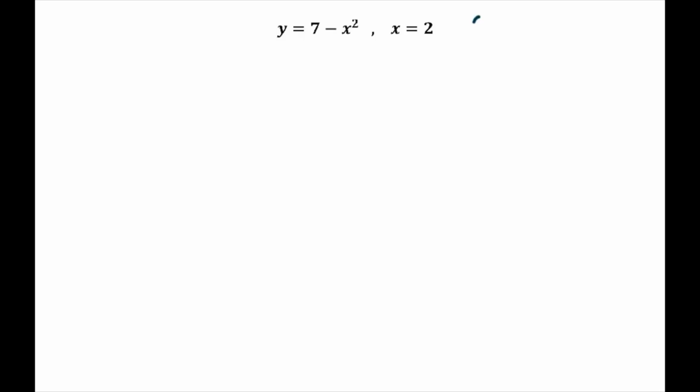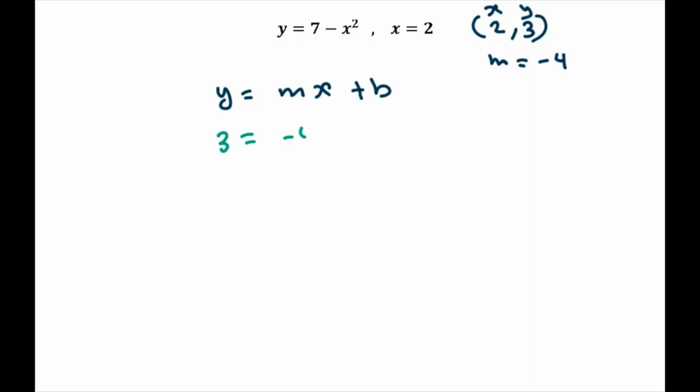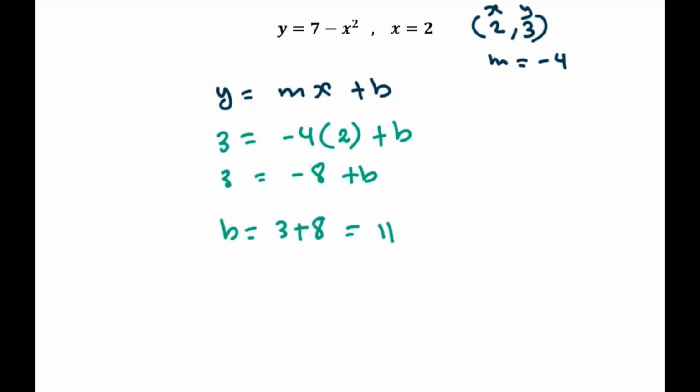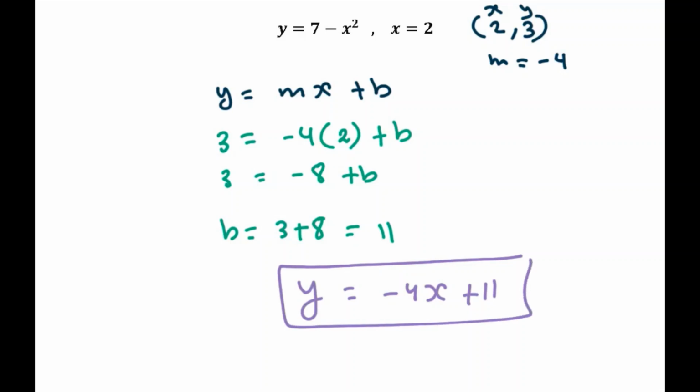So now the point is (2, 3), which is x and y, and the slope is negative 4. So y equals mx plus b. Y is 3, m is negative 4, x is 2, plus b. I need to find b. 3 equals negative 8 plus b. So b equals 3 plus 8, which is equal to 11. So my equation is negative 4x plus 11. That's the equation of the tangent.